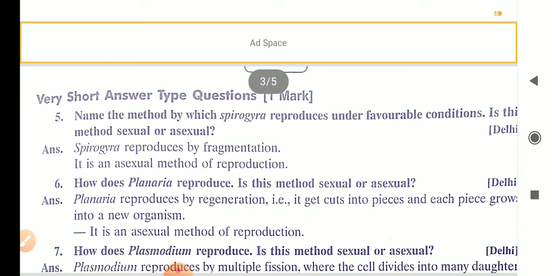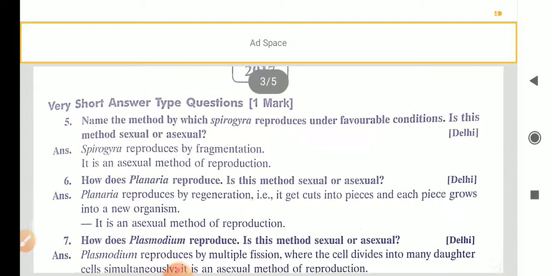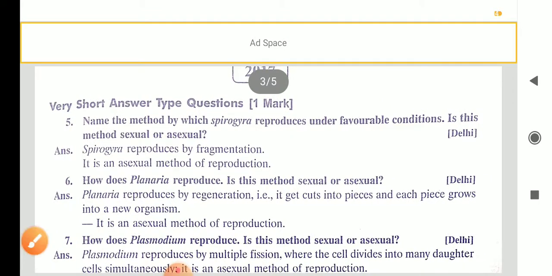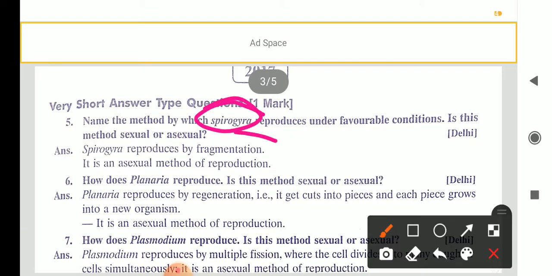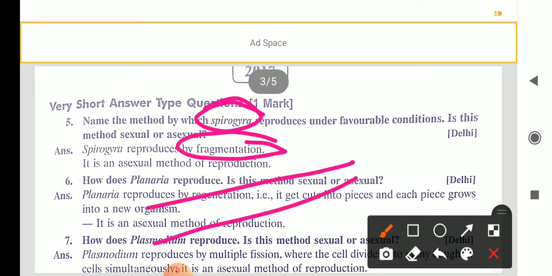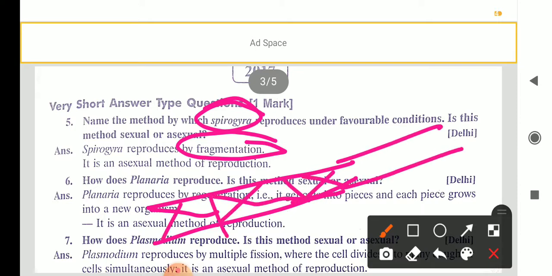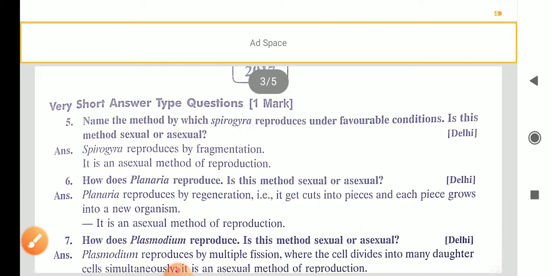Okay, now next are 1 mark questions. Name the method by which Spirogyra reproduces under favorable conditions. Is this method sexual or asexual? Yes, Spirogyra always reproduces by fragmentation. Spirogyra is an alga, and the structure is like this. It is a filamentous alga, and it divides into parts, and each part grows into a new individual. It is an asexual method of reproduction.